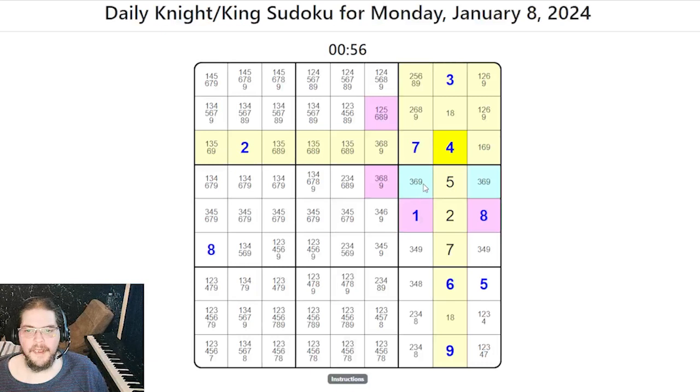This 4 has such a large area of influence that the 4 in this square can only be in the bottom row. And that means we can remove all of these other 4s. Same with this 6. There can only be a 6 in the top, so we can take a 6 out of all of these cells.